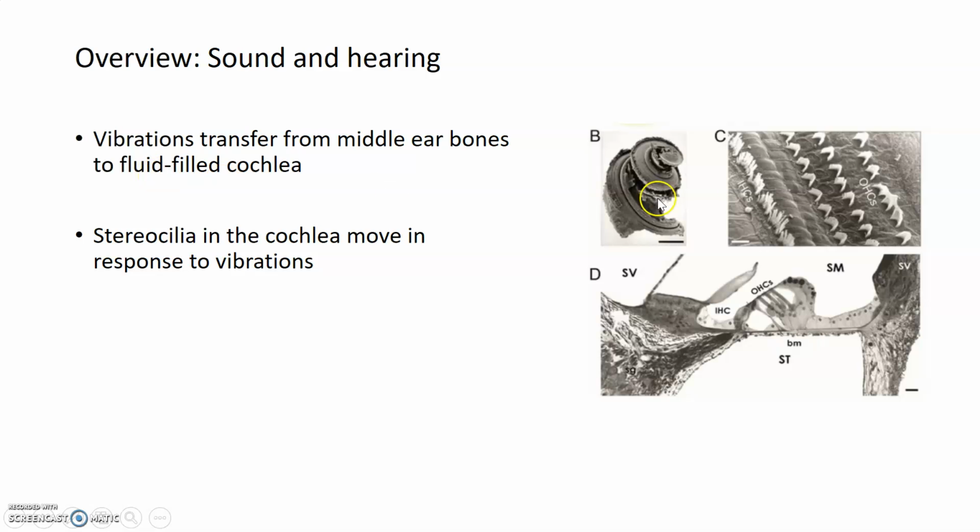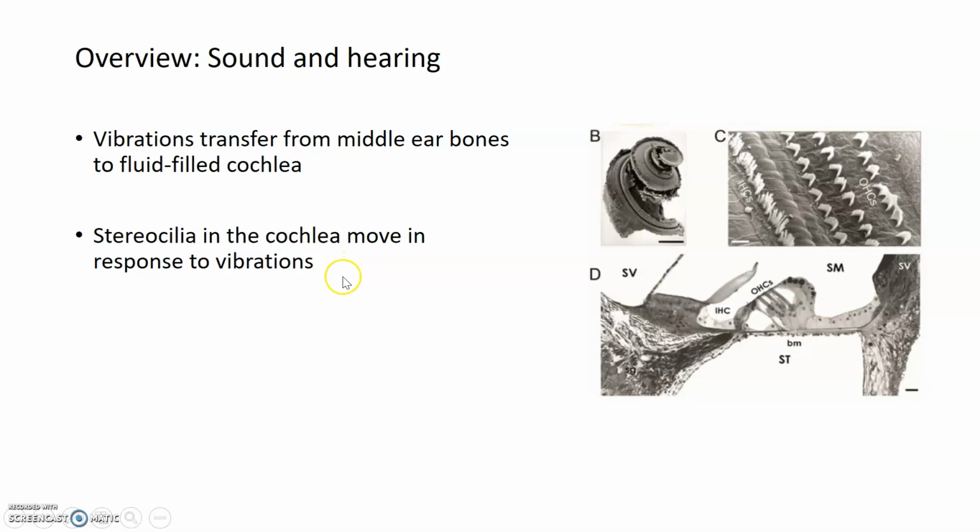And what the inside of the cochlea, or the surface of those cochlear membranes, looks like is this here. And all of these little white things that you can see in this EM are what are known as stereocilia, which move in response to the sound vibrations, or in this case, the fluid vibrations within the cochlea.